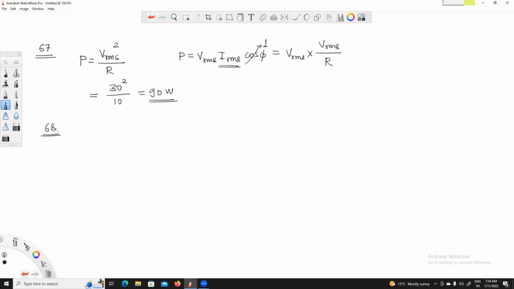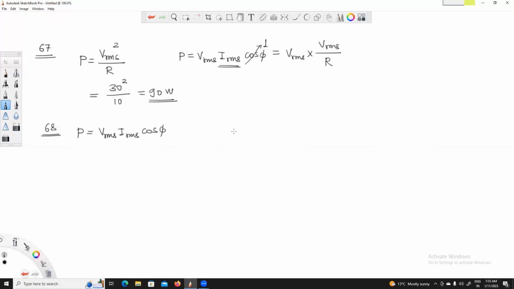Next, 68. An inductor of inductance L and resistor of resistance R joined in series are connected to a source of frequency omega. Power dissipated in the circuit. Again, power dissipated in the circuit. If you look at the formula, you want the formula in terms of potential difference. There is no current involved. So let me write this in terms of potential difference. Okay, so let me write this V RMS I RMS times cos phi.